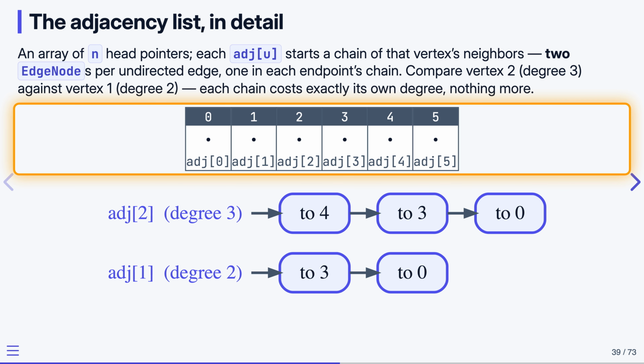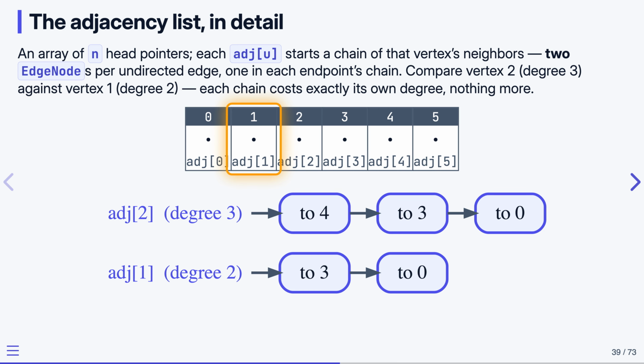The adjacency list is an array of n-head pointers. Each slot, edge at index u, starts a chain of that vertex's neighbors, with one edge node per real edge. Take vertex 1, which has degree 2. Its chain, edge at index 1, holds 2 nodes, one to vertex 3 and one to vertex 0. Now vertex 2, which has degree 3. Its chain, edge at index 2, holds 3 nodes, one to vertex 4, one to vertex 3, and one to vertex 0. Each chain costs exactly its own degree, nothing more.